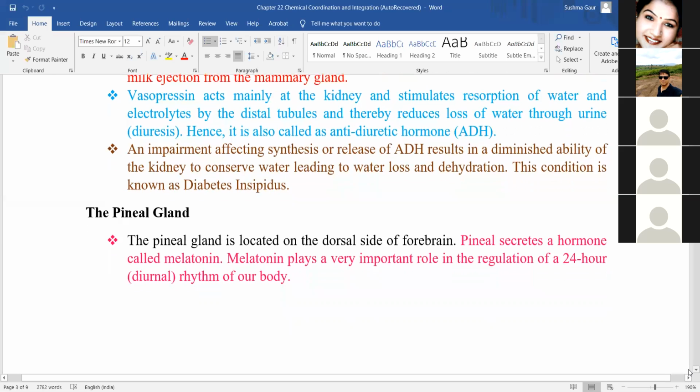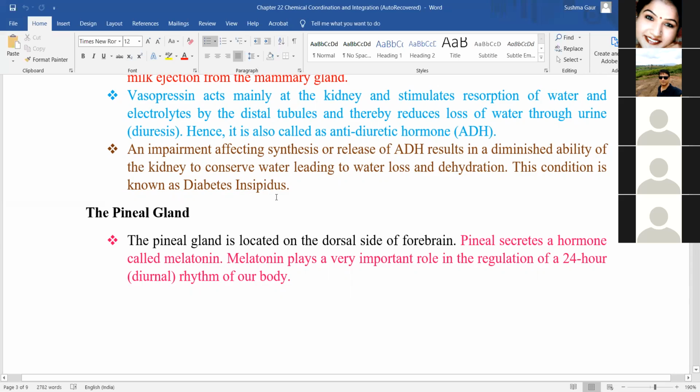Now, an impairment affecting the synthesis or release of antidiuretic hormone results in a decreased ability of the kidney to conserve water. So if a question is asked what is the reason for diabetes insipidus in humans, you have to answer that loss of function of this antidiuretic hormone or vasopressin results in decreased ability of the kidney to conserve water, leading to excess loss of water and dehydration. This is known as diabetes insipidus.